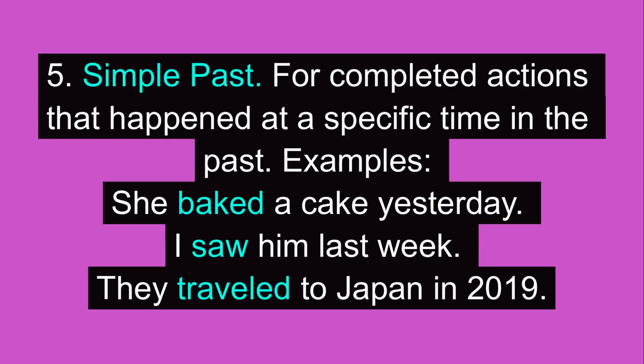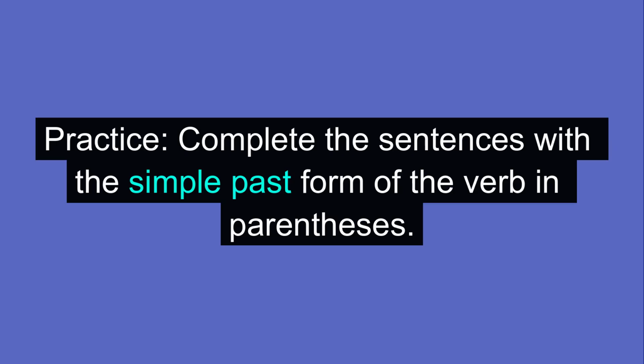5. Simple past, for completed actions that happened at a specific time in the past. Examples: She baked a cake yesterday. I saw him last week. They traveled to Japan in 2019. Practice. Complete the sentences with the simple past form of the verb in parentheses.